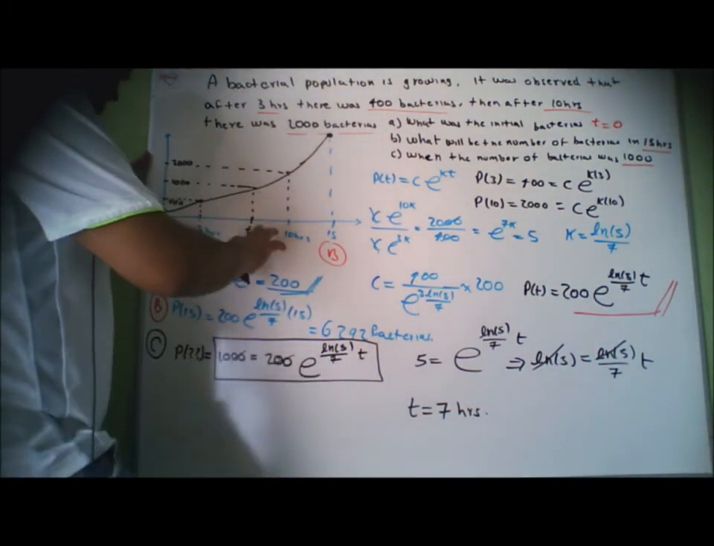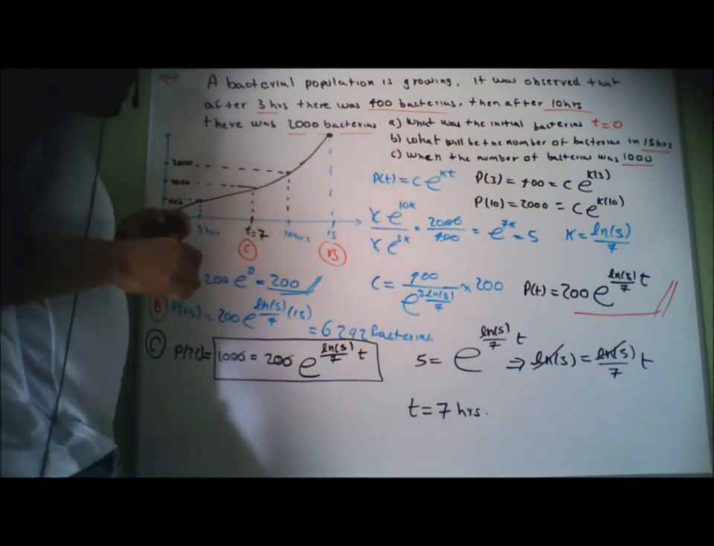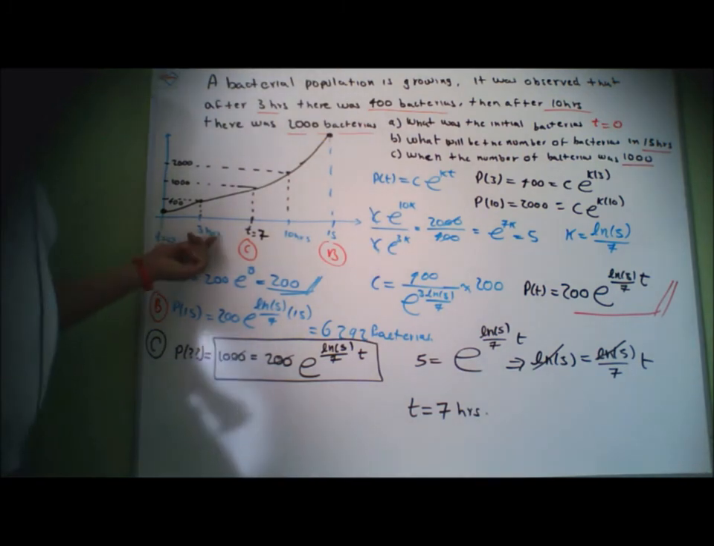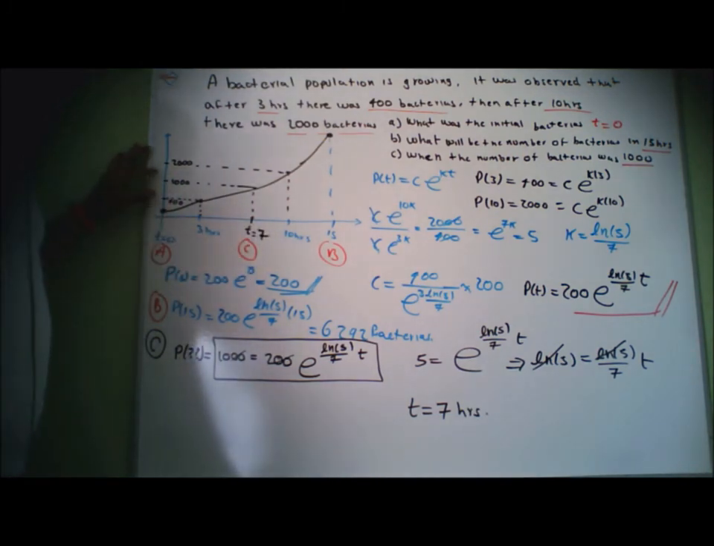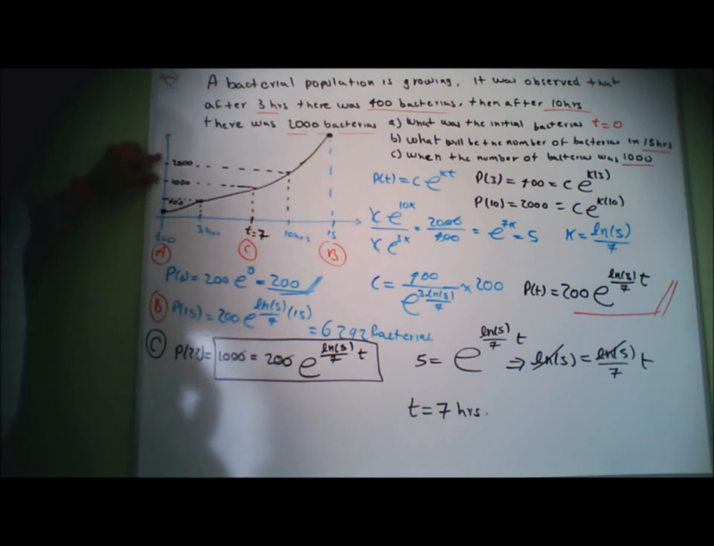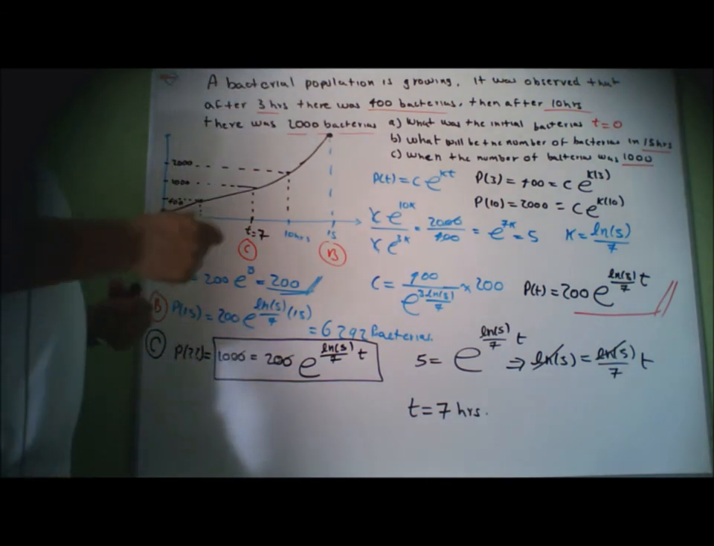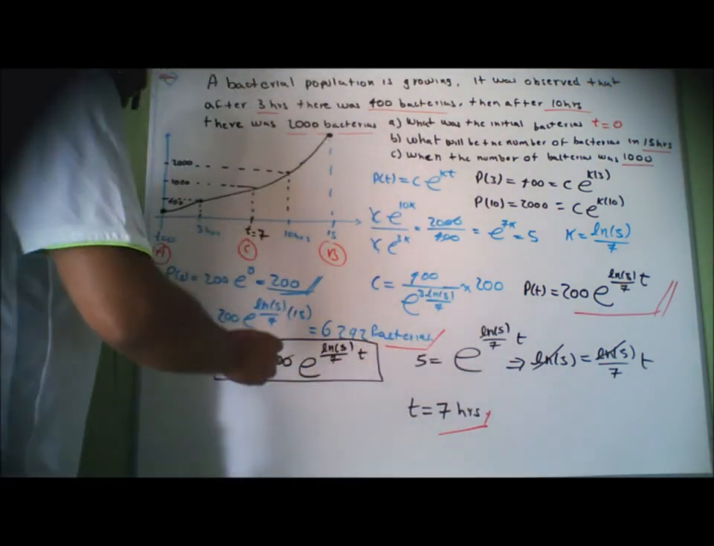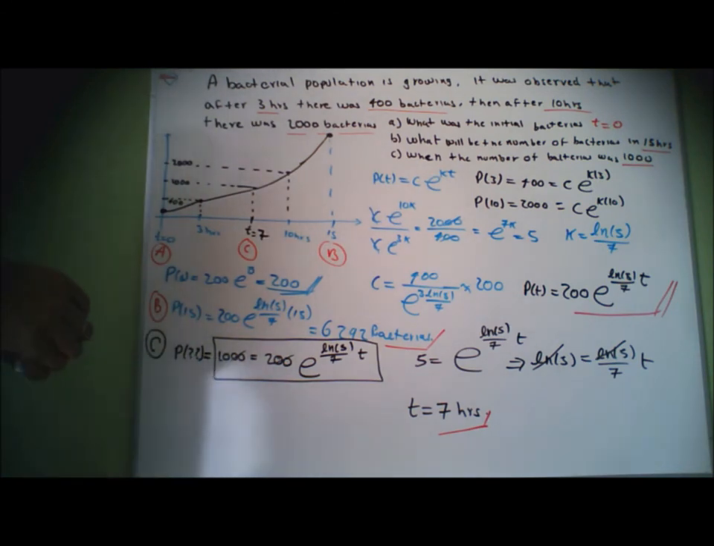In 7 hours, there were 1000 bacteria. Now you can see here, from 3 hours to 7 hours, there are 4 hours, and the increase was only 600 bacteria. But from 7 to 10, 3 hours, it was double that. So you can see it's not linear, it is exponential. But here is just the answer of inciso C, here the answer of inciso B, and here the answer for inciso A. Okay, on the next video we are going to cover a problem with radioactive material. See you.